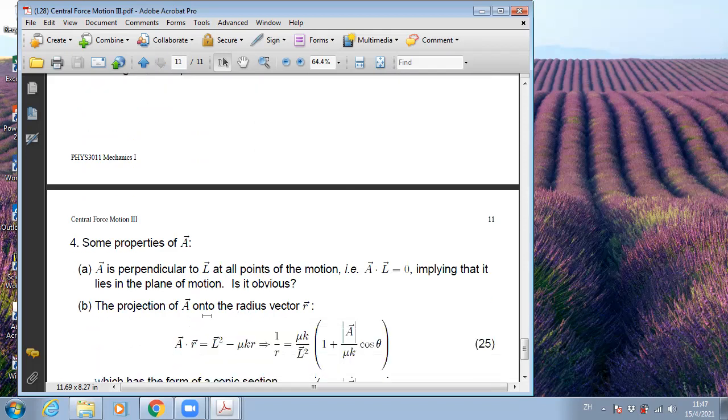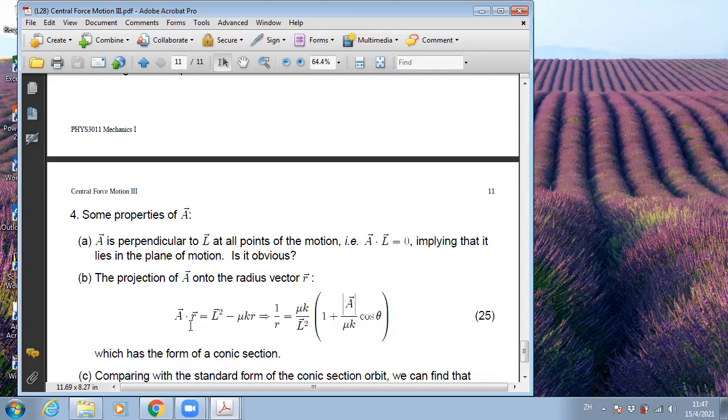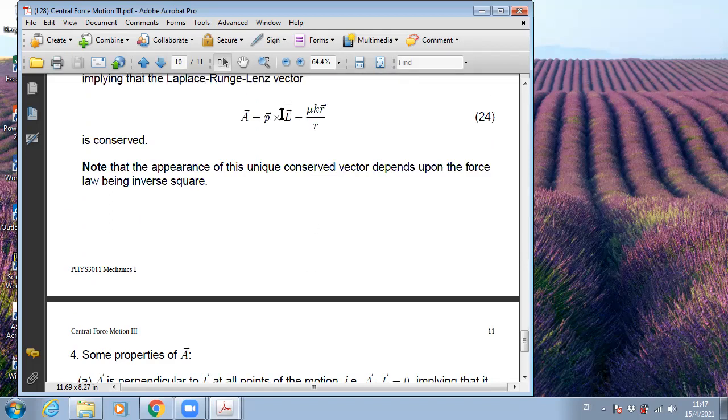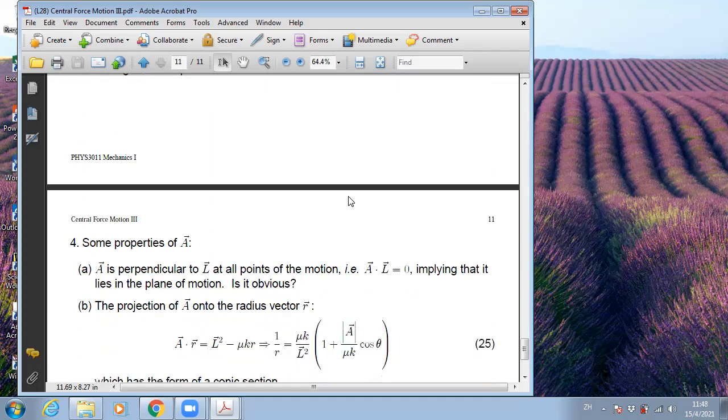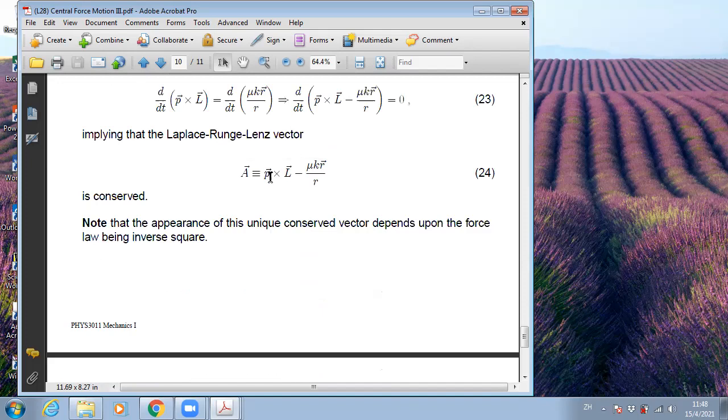The projection of A onto the radius vector can be obtained as follows. A dot R, what do we get? This term is simple, proportional to R. How about this term? Is it 0? So what is it? Don't look at the notes.